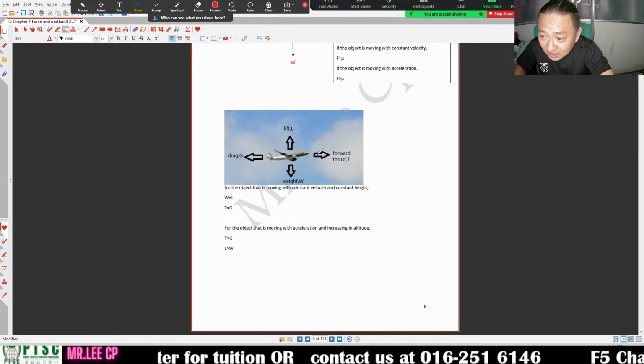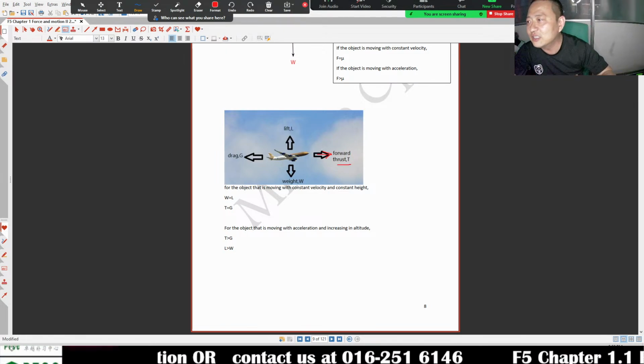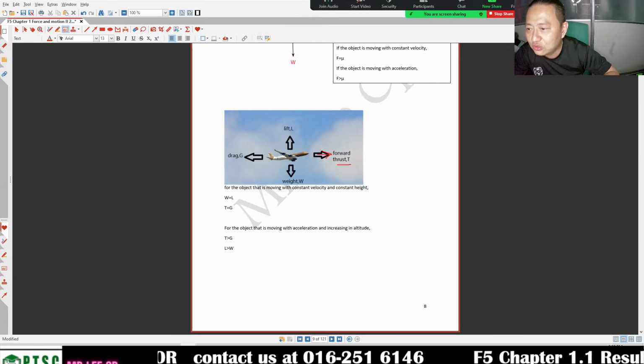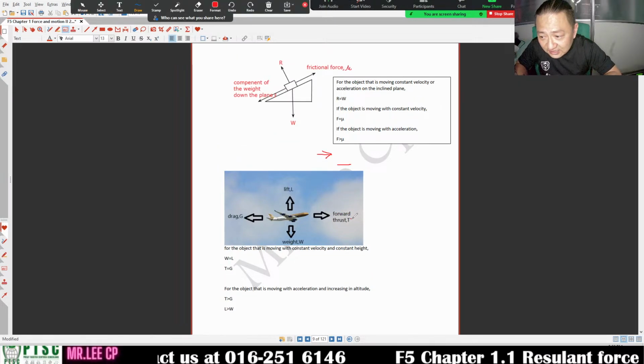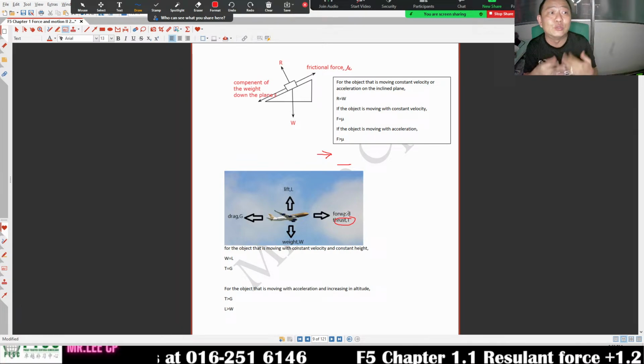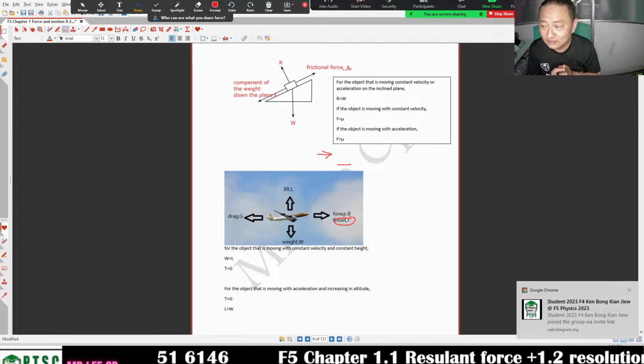And T is called thrust. Thrust, why? Teacher, why do you use T and not F? Alright. Thrust comes from the word T. T is normally the force produced by the engine. Right? Normally.